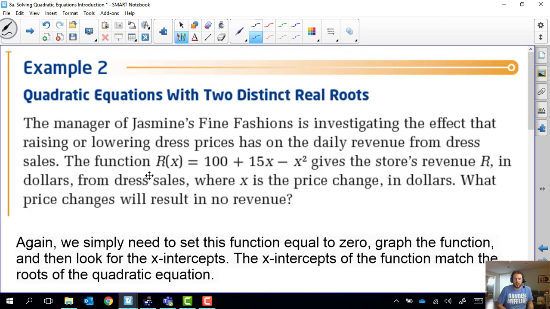So what this is saying is that r of x is the revenue and x is the price change. And what the question's asking us to figure out is, what price should they change it by in order to get no revenue? So what is that asking us to do? Well, it's asking us to say, when will r of x equal 0? Or in other words, when will you get this answer? 0 is equal to 100 plus 15x minus x squared. So again, we simply need to set this function equal to 0.